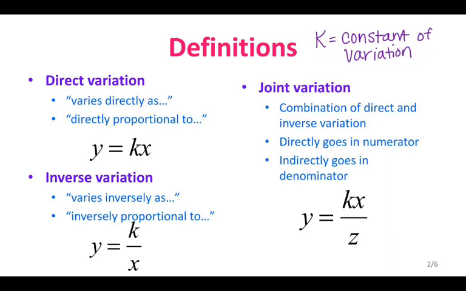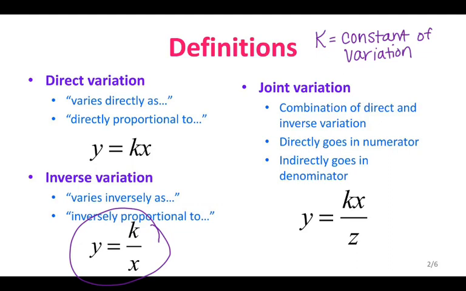For inverse variation, what's happening is as one variable goes up, the other variable decreases. And then for the phrases, for the word problems, it'll say varies inversely as or inversely proportional to. And here is your formula for inverse variation.